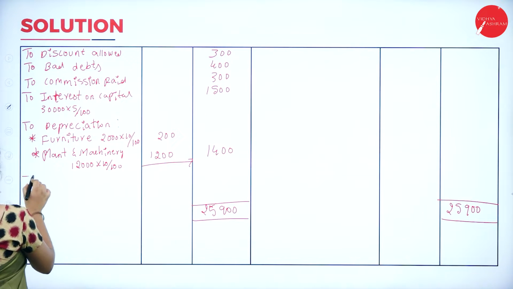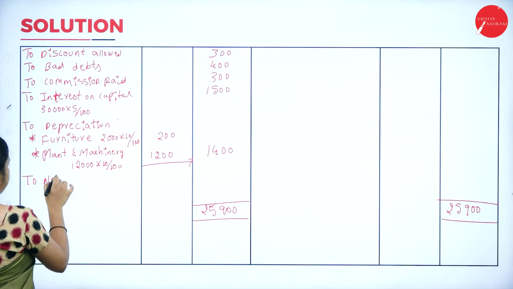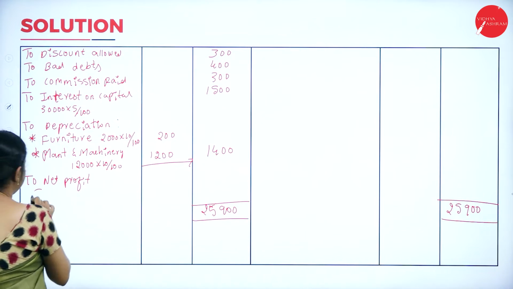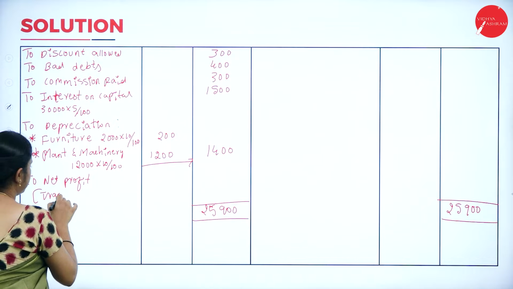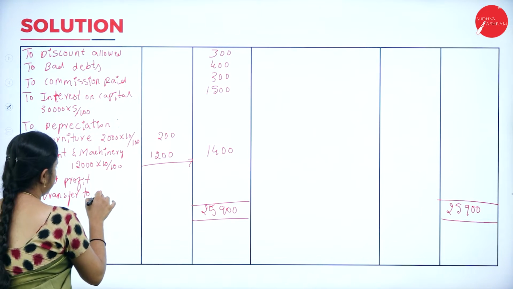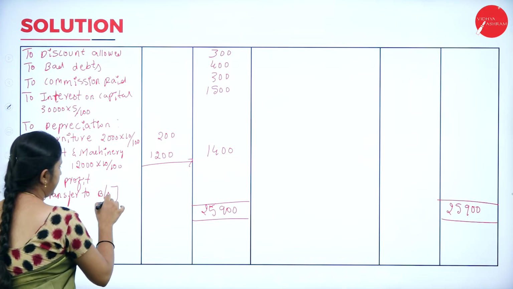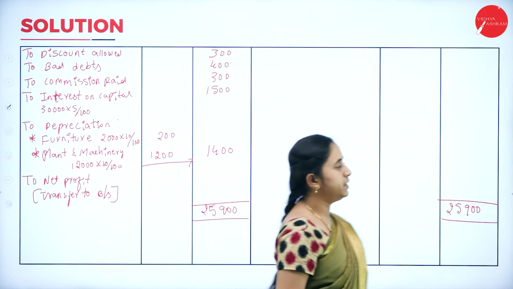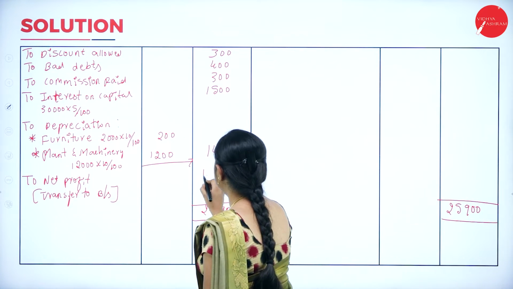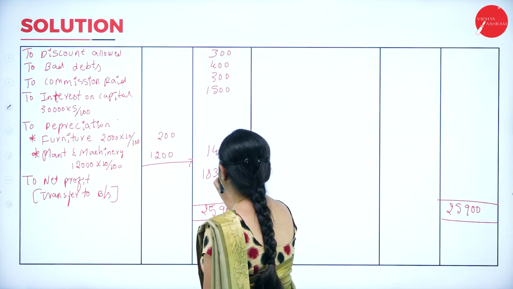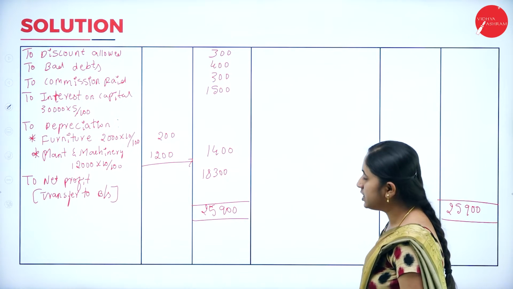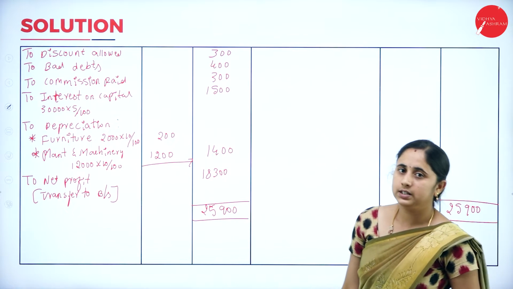Write it as net profit, transfer to balance sheet. Find the difference between the debit and credit. Net profit is 18,300. So 18,300 should be transferred to the balance sheet liability side. You will add it with capital.